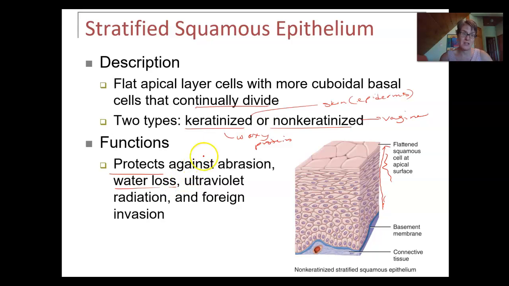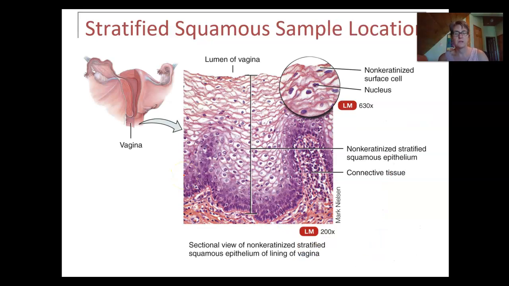We're going to go into a lot more depth on this in the next chapter when we talk about the integumentary system, UV radiation, and it's a physical barrier, so stuff can't pass through it. So the vagina has non-keratinized, many layers. And then, of course, there's the connective tissue at the bottom.